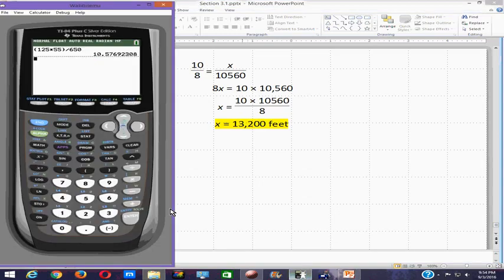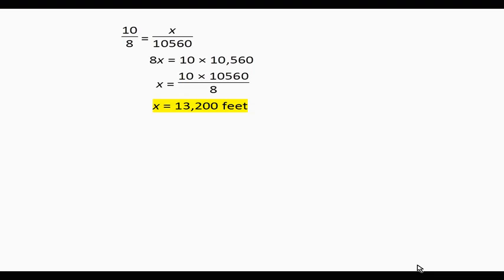So again, if we do it on the calculator, open parenthesis because I've got an operation in the numerator, 10 times 10,560, close parenthesis, divided by the 8 feet, 13,200. That's the end of section 3.1.